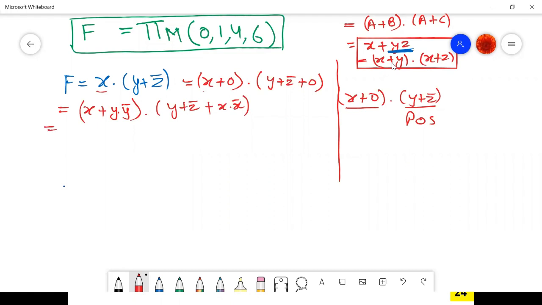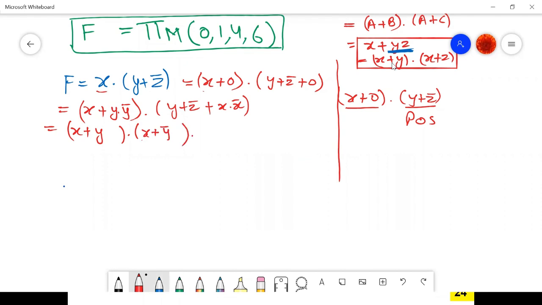Now we have to apply the distributive law. So what will it be now? X plus y. Correct, guys? And what is next? X plus y complement. Absolutely right. Next.